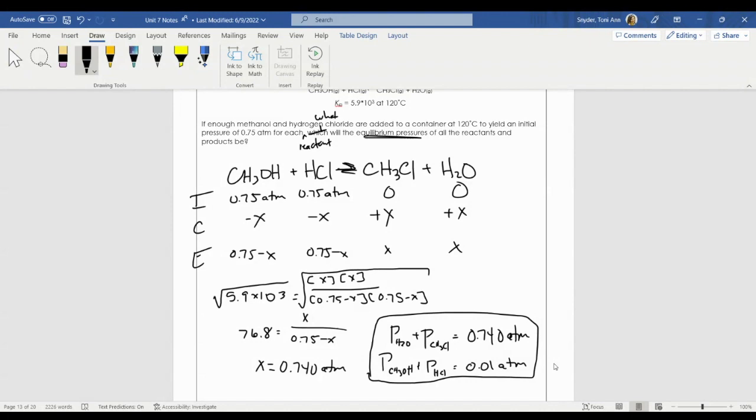We're going to talk about good old Le Chatelier and his principle, what happens when we add a stress to a system.